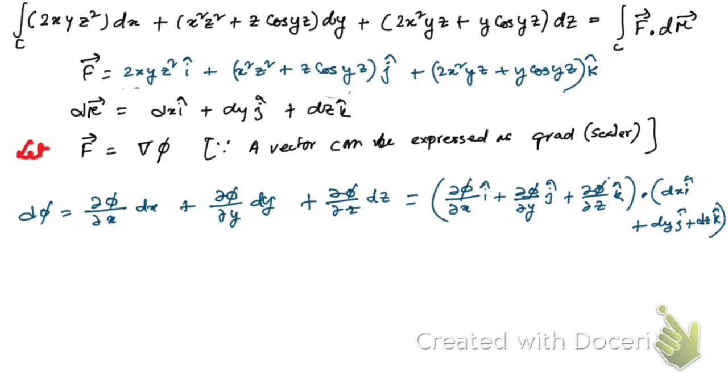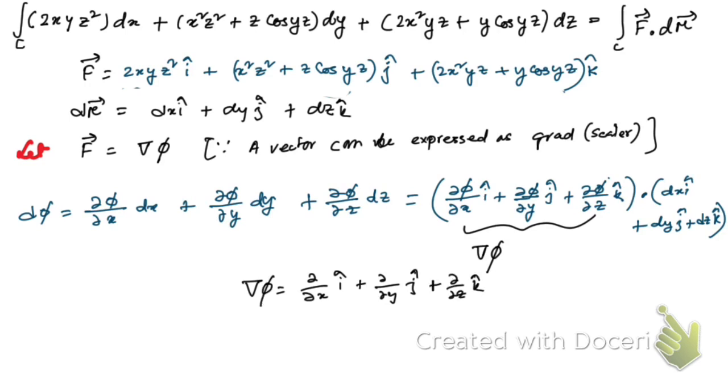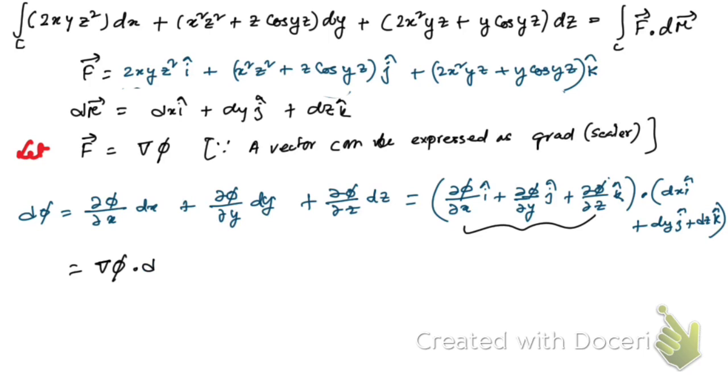So this is nothing but grad phi. You know this del is equal to del x i cap plus del y j cap plus del z k cap, right? So grad phi means this operates on phi. Hope you know these things. So that's why we can write grad phi dot dr. This part is the dr vector, already mentioned here, right?